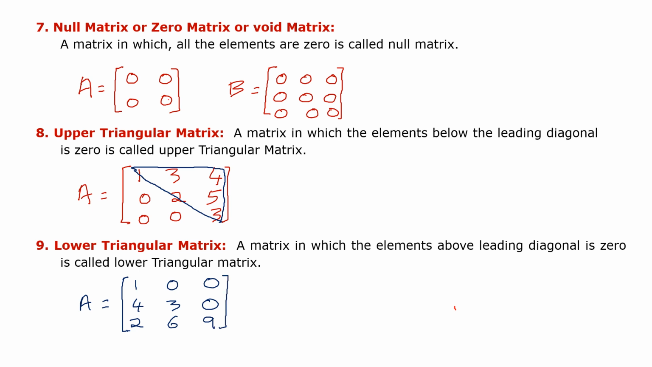So in this example, you see 1, 3, 9. This is the principal diagonal. Above this is 0, you see. So below it forms the shape of a triangle. Therefore the name comes lower triangular matrix.